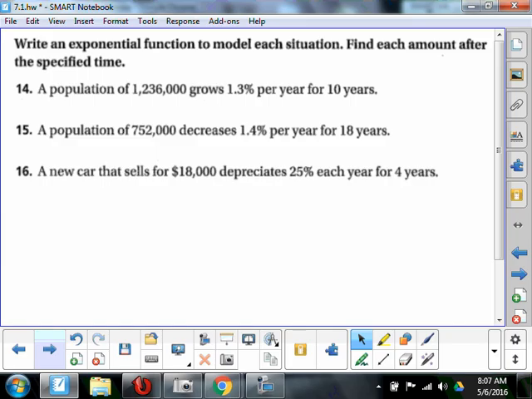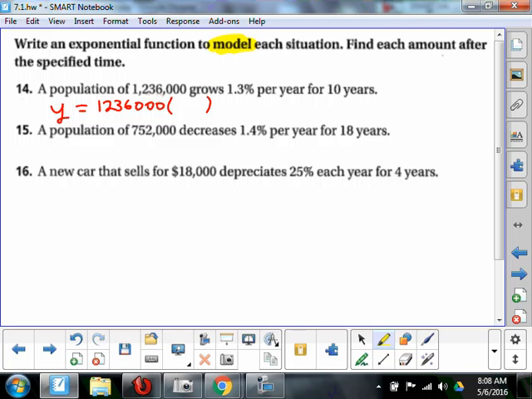Fabio. Anyway, if you missed yesterday, we said whenever you write a model, we're going to use a y equals some number a, which is how much we have to start with. So number 14, our a value is 1,236,000. I know some people don't like to read big numbers. That's okay. Times our b value.